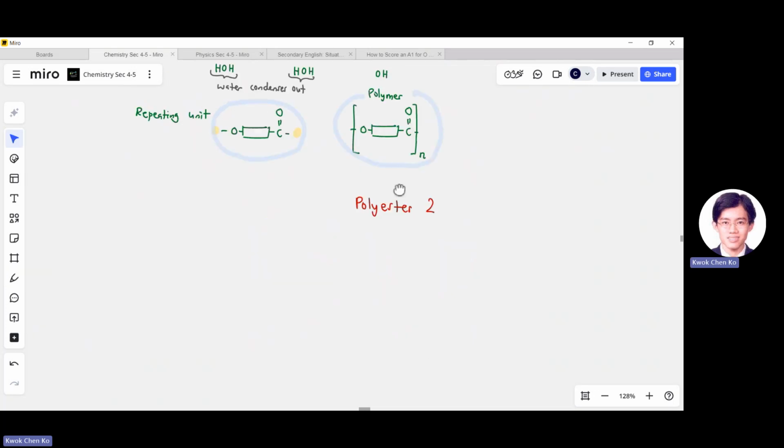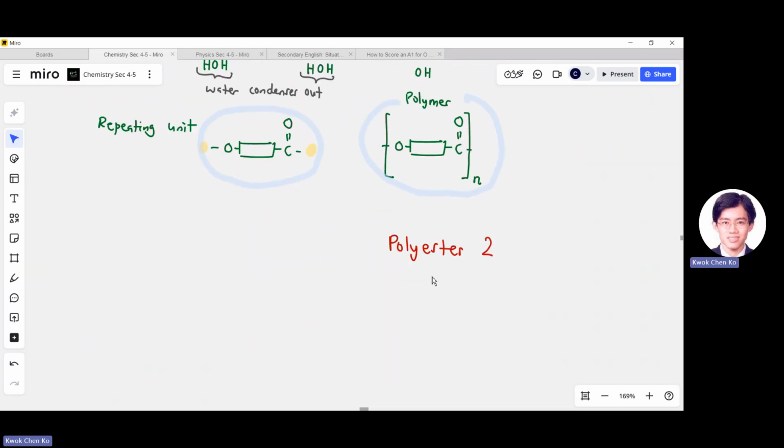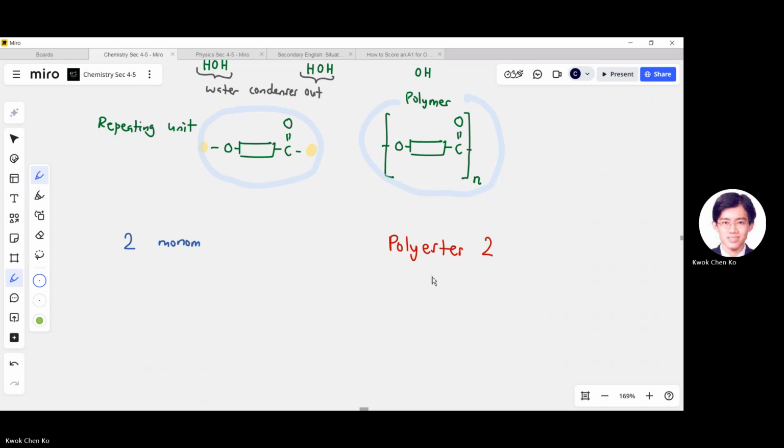Okay, try to watch carefully. This one is different. For polyester 2, I need two monomers. Obviously, they're different. That's why I use the term two monomers. So the first one looks like this.